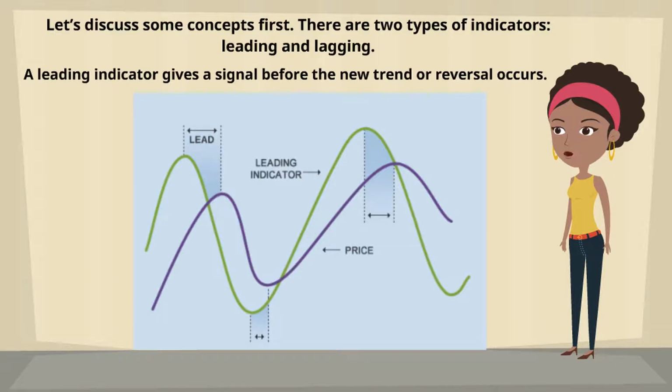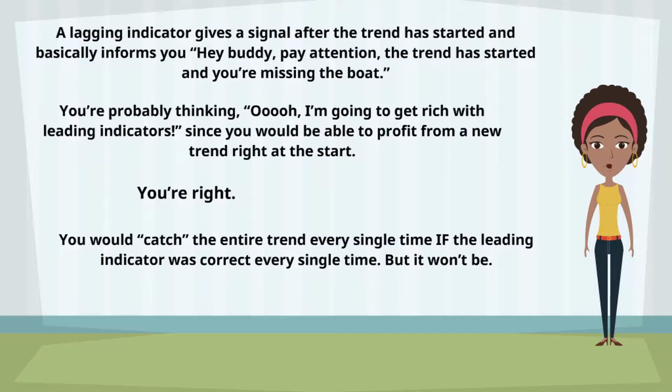There are 2 types of indicators, leading and lagging. A leading indicator gives a signal before the new trend or reversal occurs. A lagging indicator gives a signal after the trend has started and basically informs you, hey buddy, pay attention, the trend has started and you're missing the boat.